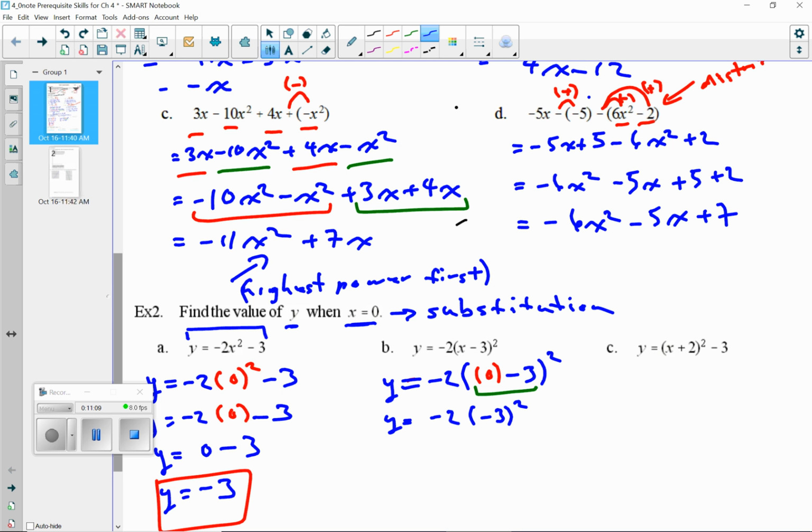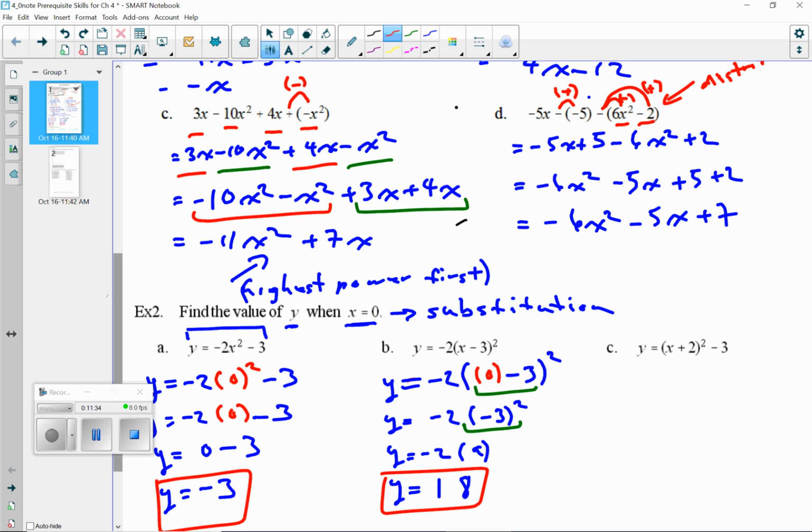So now BEDMAS tells us that we have to do this first. So we have to do negative 3 squared, which is 9. So y is equal to negative 2 times 9, which is negative 18. And we are done.